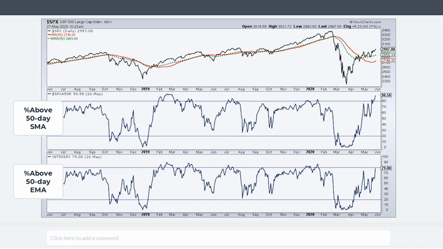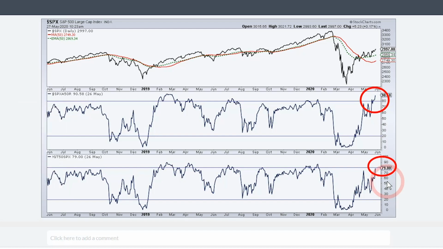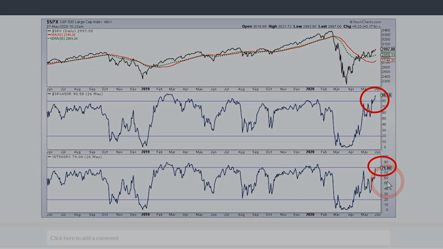And so if we look at these two charts here, we can see that the percentage of stocks above the 50-day SMA is above 90%. And it got above 80% about a week or so ago. And you can see the percentage of stocks above the 50-day EMA have yet to get above 80%. And that is because the EMAs have started rising. They've been rising for about a month now, whereas the SMAs only just started rising over the last few weeks.